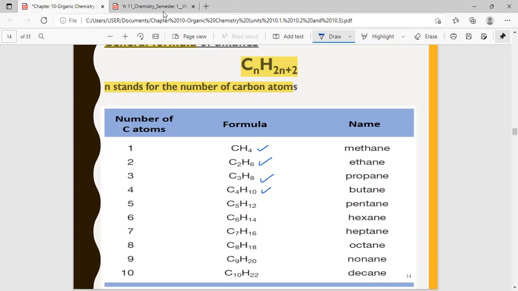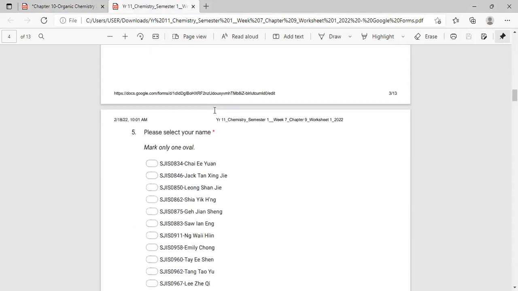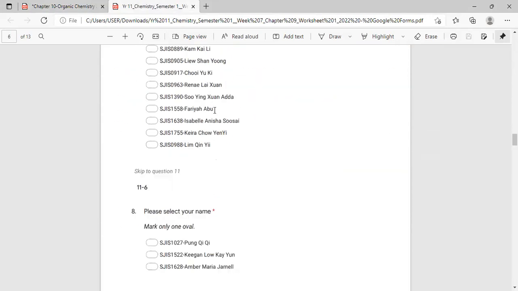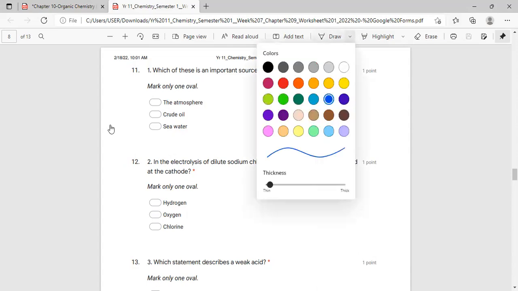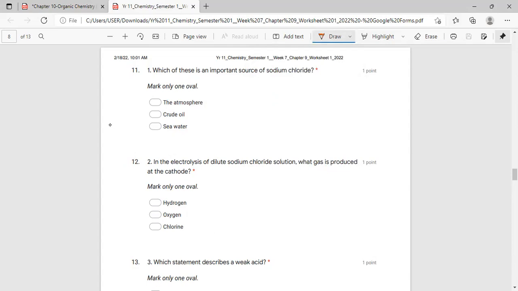Okay, if no questions, we'll move on to the homework that I gave for this week, that is week 7. All right. So these are the multiple choice questions. Very quickly, let's discuss the answers. Okay, question number 1. Which of these is an important source of sodium chloride? Okay, so we learned the other day that sodium chloride or brine is obtained from sea water. Obviously, it is not present in the atmosphere, and it is also not present in crude oil. Sodium chloride is present in sea water. Okay, so that's why sea water is salty.